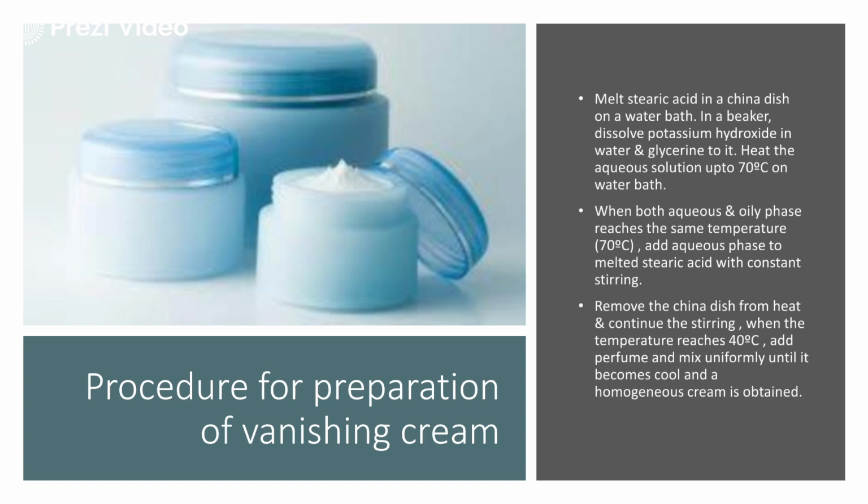Again, you have to melt the stearic acid in a beaker. Then you dissolve the potassium hydroxide, and you heat this aqueous phase up to 70 degrees Celsius on a water bath. When both the aqueous phase and oily phase reach the same temperature, that is 70 degrees Celsius, the aqueous phase is added to the melted stearic acid with constant stirring. Other ingredients are added once it cools down to 40 degrees Celsius, so that you get a homogeneous cream.